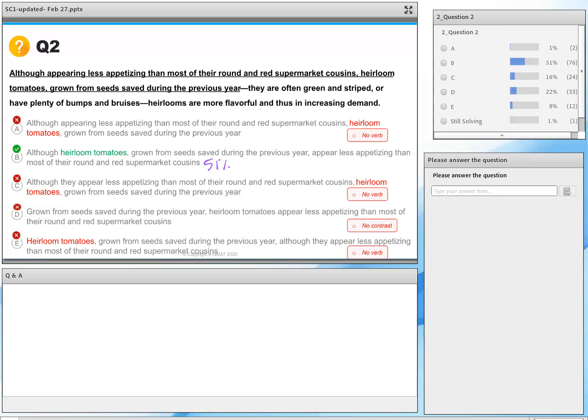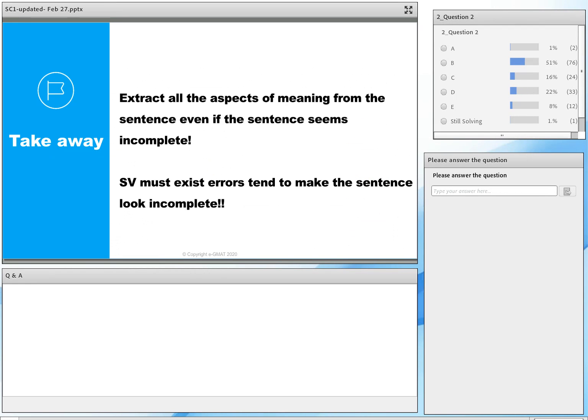So you guys did excellent on this sentence. Very well done. Big takeaways here. If you spend that time to extract all the aspects and meaning from the sentence, even if the sentence seems incomplete, and that's very much what happens with this heirloom tomatoes sentence. When you're missing a verb, you kind of feel like your subjects are hanging there with nothing to do. Okay? And those types of errors tend to make the subject feel incomplete. So keep your eye out for that. Those are like little alerts to look for in communicating the meaning of the sentence.